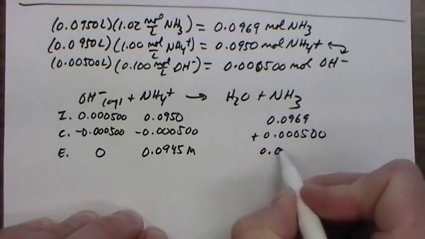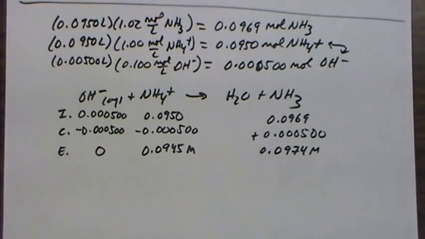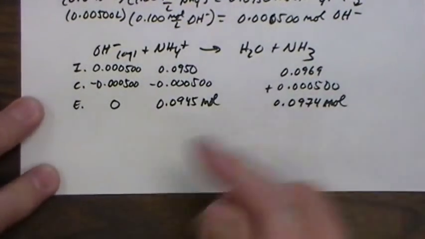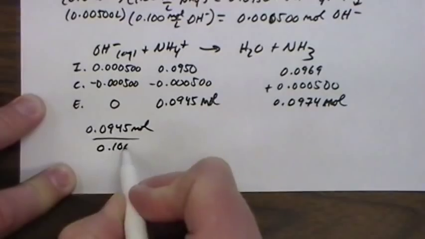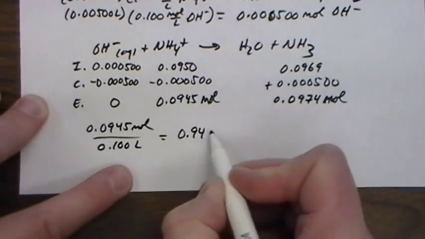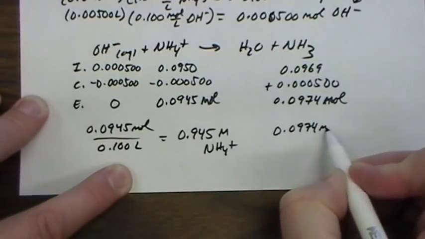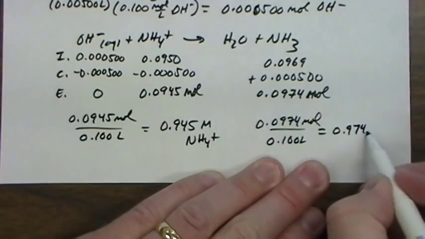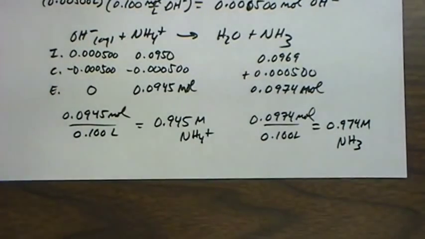Otherwise, the buffer has been used up, and that does happen. I mean, we're not going to do it on a problem like this because we want the buffer to remain intact. And I should say these are moles, not molars. And then the concentration, so we left it in moles. We have to divide by our new volume. So this becomes 0.945 molar NH4 plus, and this becomes 0.974 molar ammonia. We have our concentrations back.